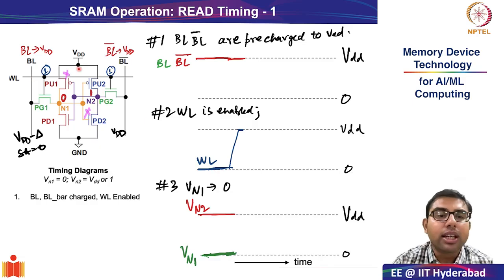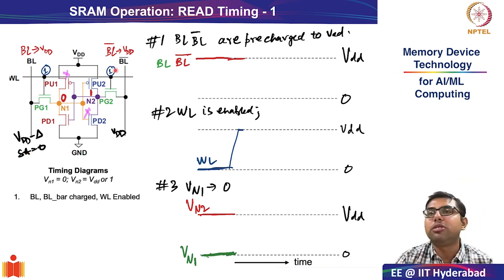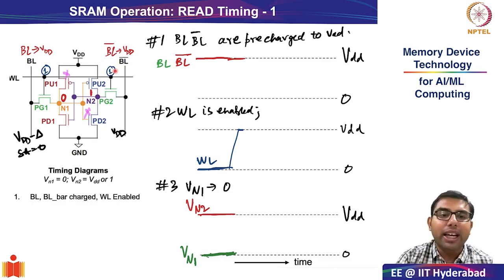Before that, let us try to recall. Here storage node N1 was 0, storage node N2 was 1, and there was a read current flowing from PG1 to PD1, which was resulting in the bit line being discharged from VDD to VDD minus delta. That is what was getting detected by your sense amplifier as a 0 when you were comparing the value of bit line versus bit line bar. So this is what was happening. How all these processes happen one after the other is what we will see in the timing analysis.